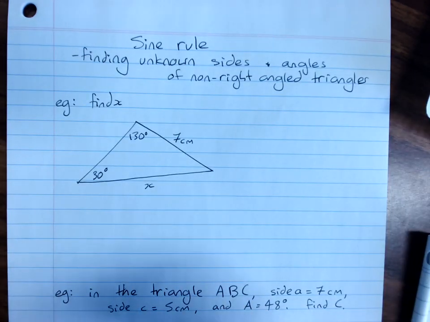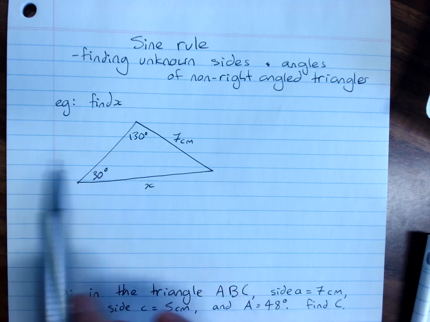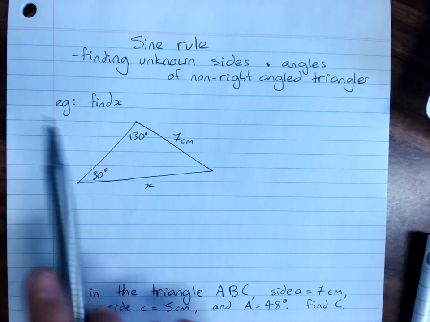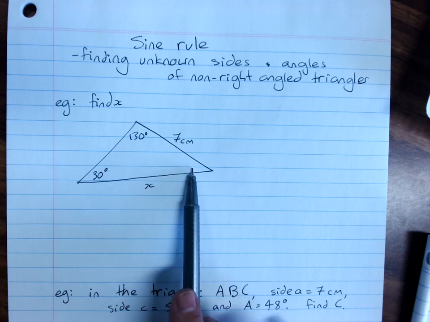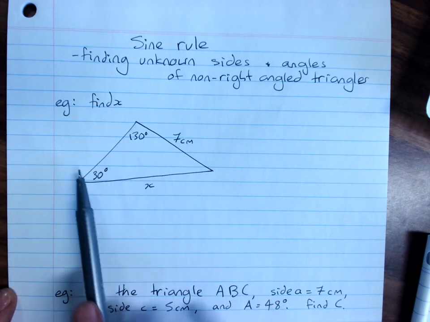Now, when we're presented with a non-right angled triangle problem, first it's a good idea to check that it's not a right angled triangle. So 180 minus 130 is 50 minus 30, so that'll be 20 degrees. So no right angles.